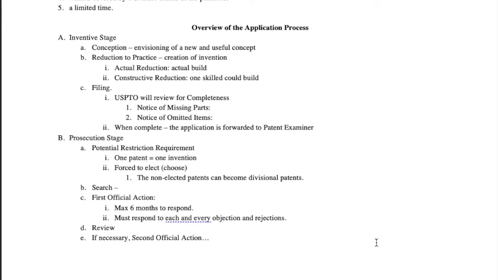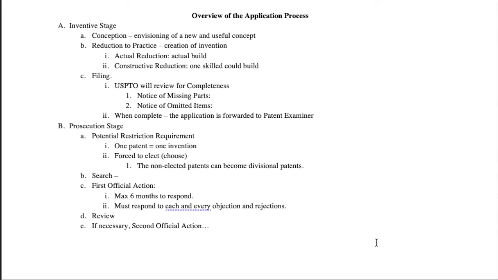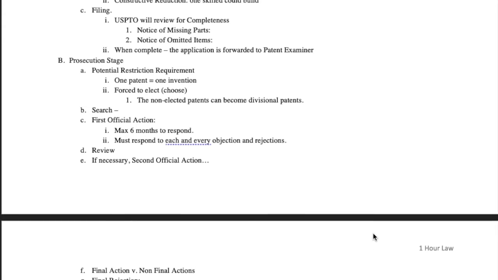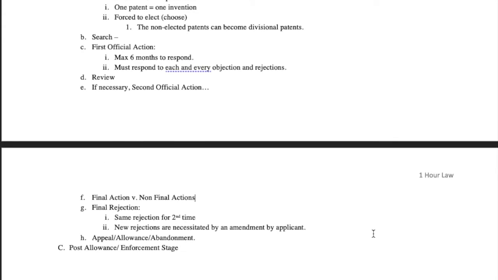And in the response, the applicant must respond to each and every objection and rejection. And once the response is filed, the clock is going to stop, and it's going to go back to the USPTO, where the examiner will review the response. If it's satisfactory, the examiner is going to allow the application. If it's not resolved, they're going to issue a second official action, which is just the same as the first official action. Next, you could have a final action and a non-final action.